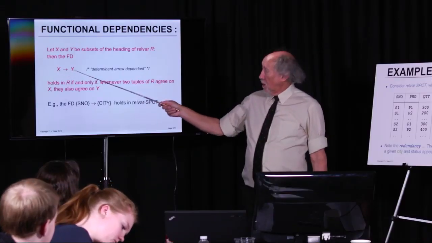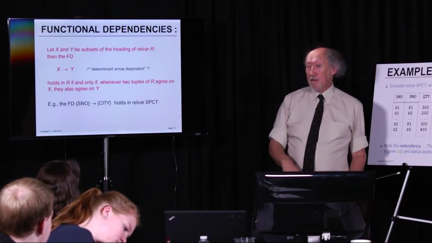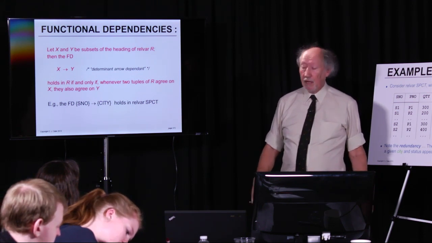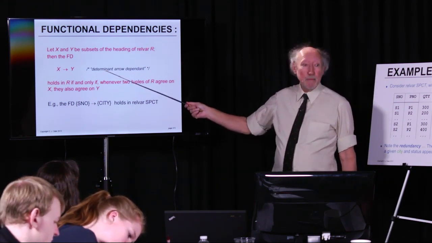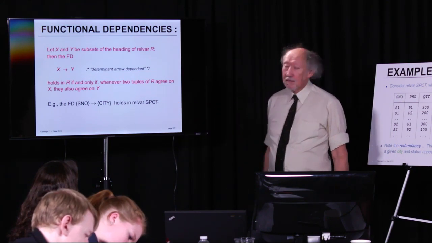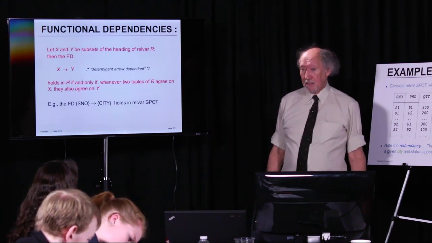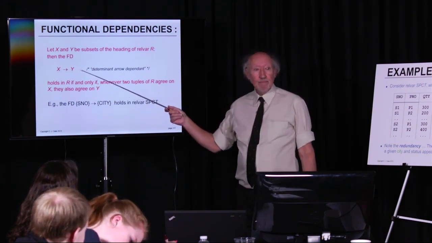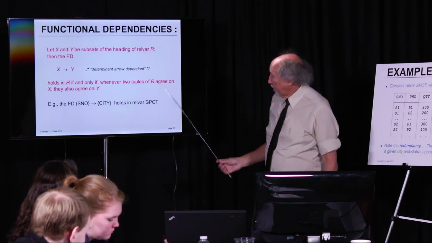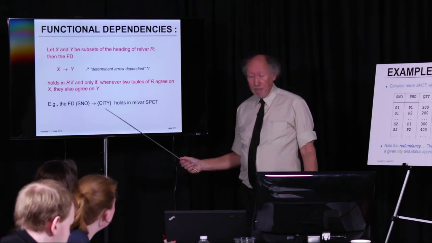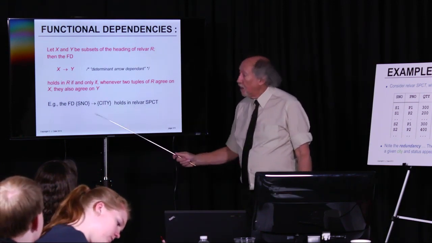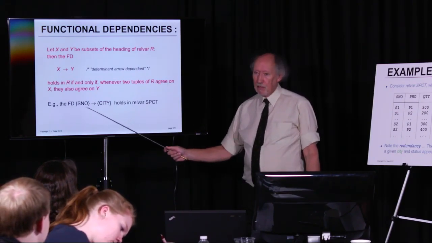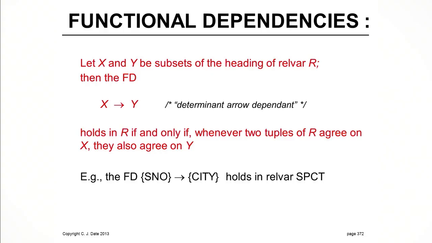So we write it x arrow y. X and y, I say again, are both subsets of the heading. X, the left-hand side, the formal name is the determinant, and the right-hand side, the formal name for that is the dependent. But frankly, I think the easiest way to read this stuff is just to say x arrow y. That's what I will say. So in our example, we have supplier number arrow city holds in SPCT. Note the braces, because the left-hand side and the right-hand side are both sets of attributes, even if the set contains just one attribute, as it does in this example here.